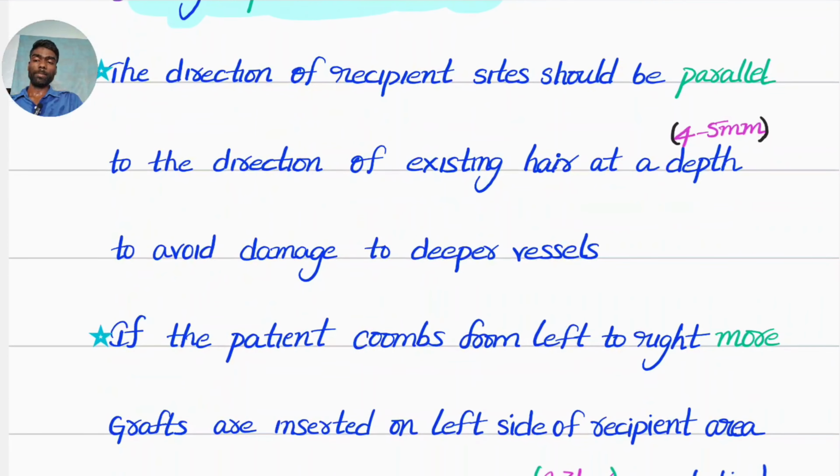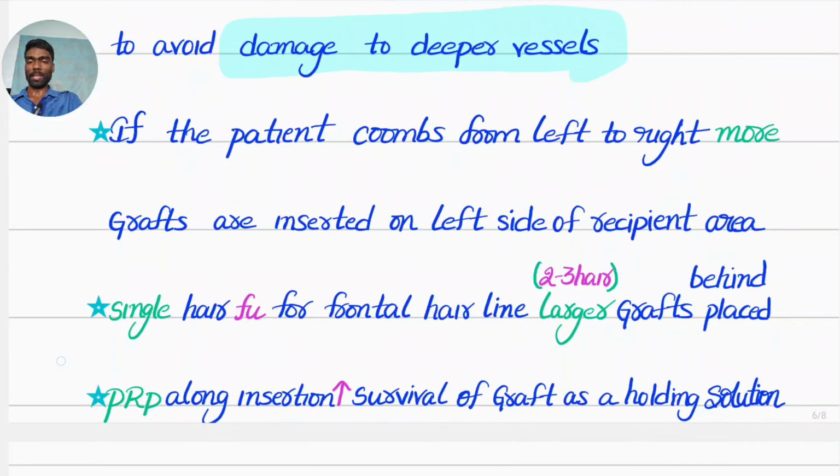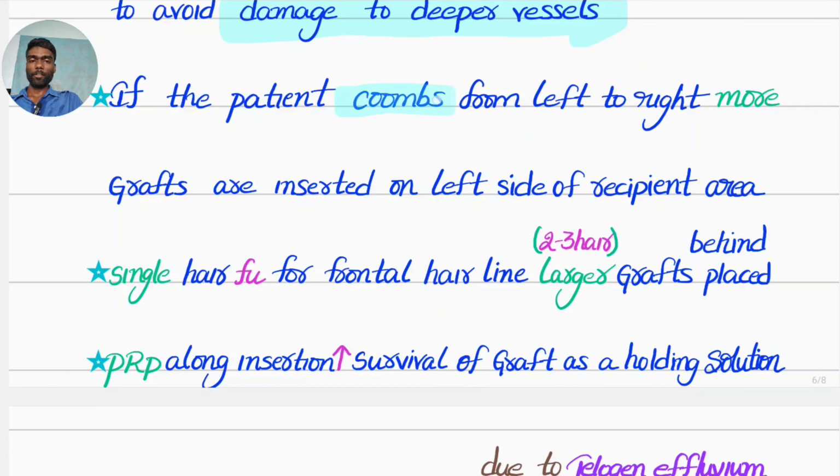How we have to create recipient sites? In what direction? In a parallel direction of existing hair at a depth of 4 to 5 mm to avoid damage to deeper vessels. We will see the existing hair's direction. Parallel to that, we will create recipient sites to insert our grafts. If the patient combs from left to right, we will insert more grafts on left side. To have a good cosmetic outcome, it will give an impression of huge hair density. As he combs from left to right, we have to implant more hair on left side.